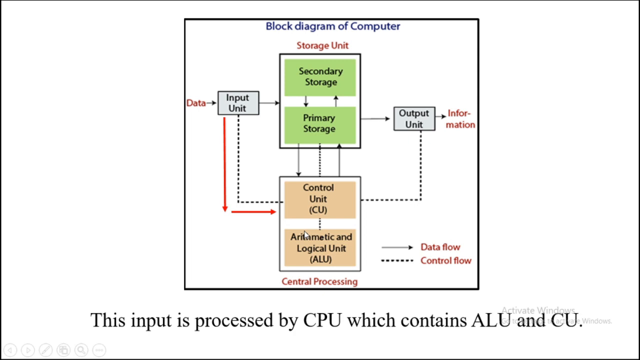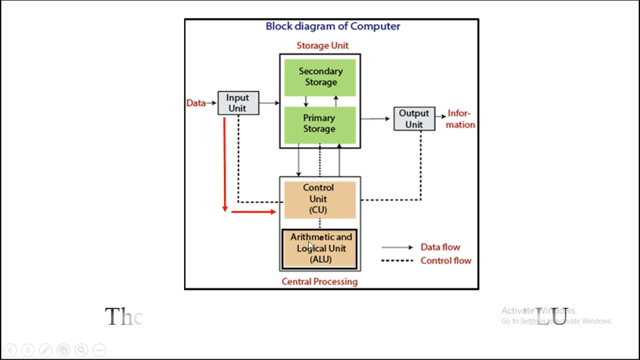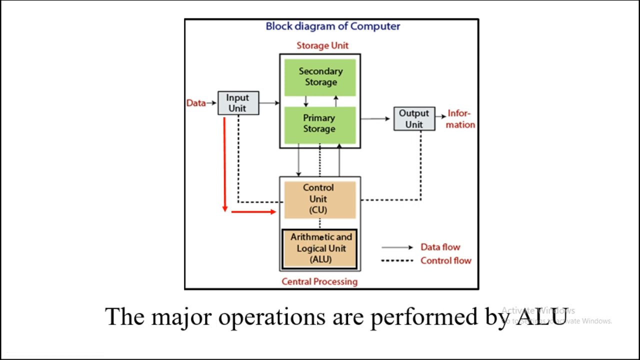So first is arithmetic and logical unit, that is ALU. The actual processing of data and instructions is performed by ALU. The major operations performed by ALU are addition, subtraction, multiplication, division, logic, and comparison. Data is transferred to ALU from storage unit. For processing the data and instruction, it takes the input from control unit.